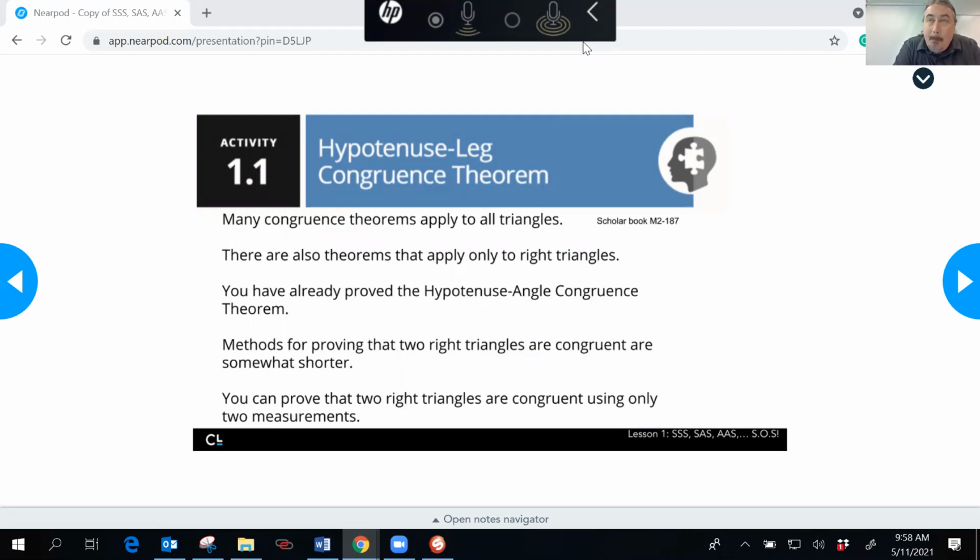So if you might remember, with the side-side-side congruency theorem, we were looking at three congruent sides. With the side-angle-side, we were looking at two congruent sides and an angle. And then with angle-side-angle, we were looking at two congruent angles and a side. So those were three pieces that we were looking at, to see if those pieces corresponded with the other triangle, and if they matched, then we can say that they are congruent.